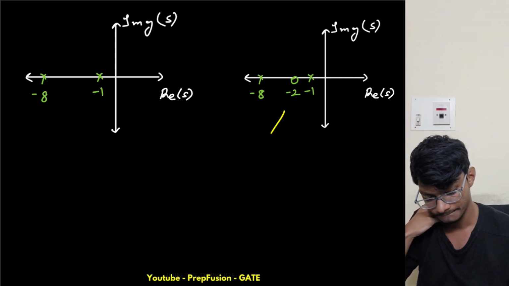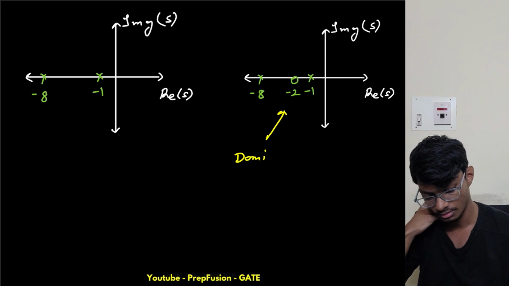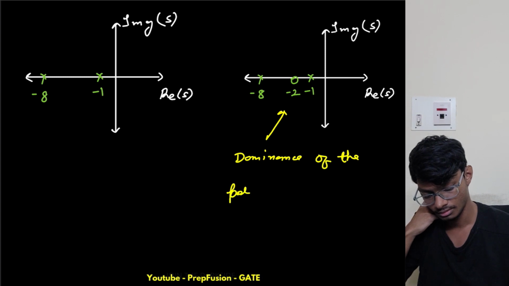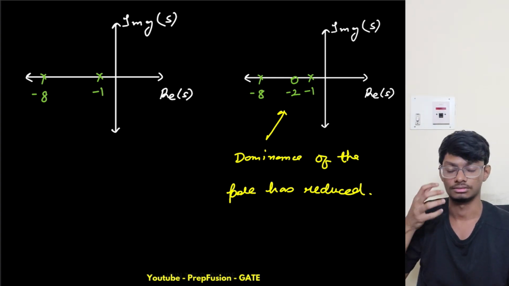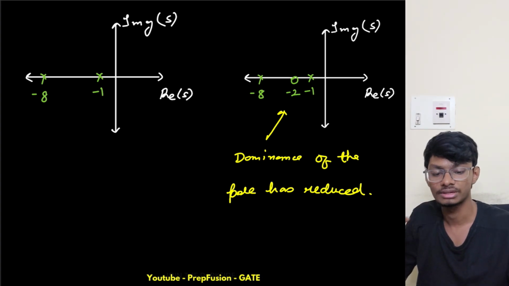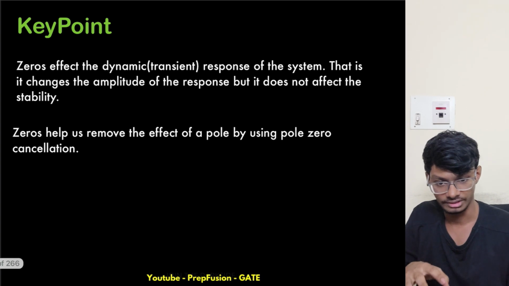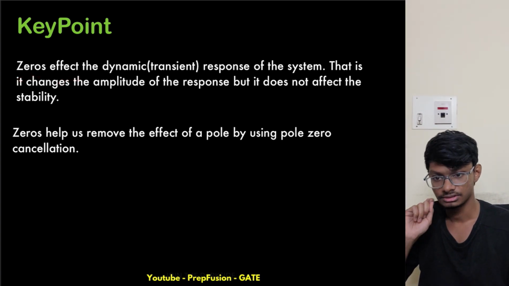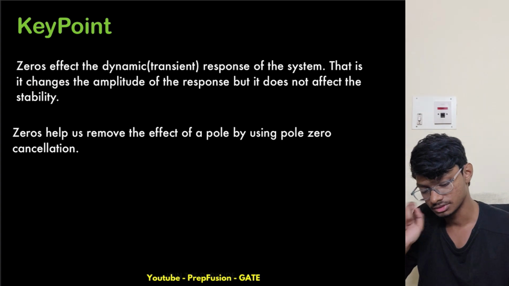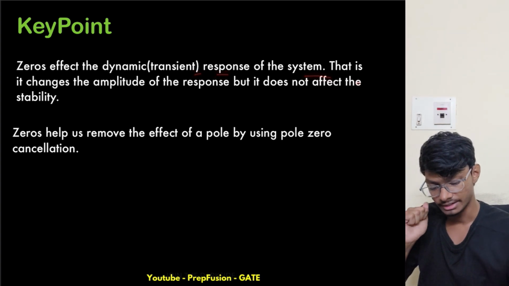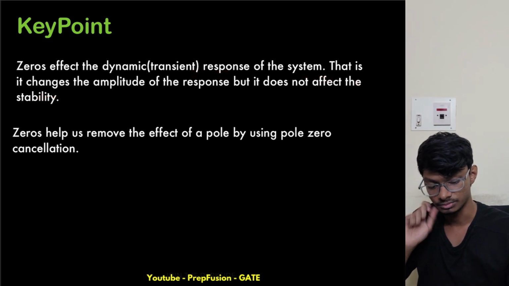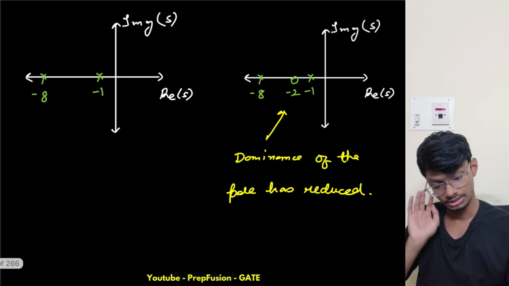So this is the basic thing that the 0 does, right? It changes the dynamic behavior of the system. So here also I have written that zeros affect the dynamic, or what you know as the transient response of the system. That is, it changes the amplitude of the response, but it does not affect the stability. It is still stable, right?